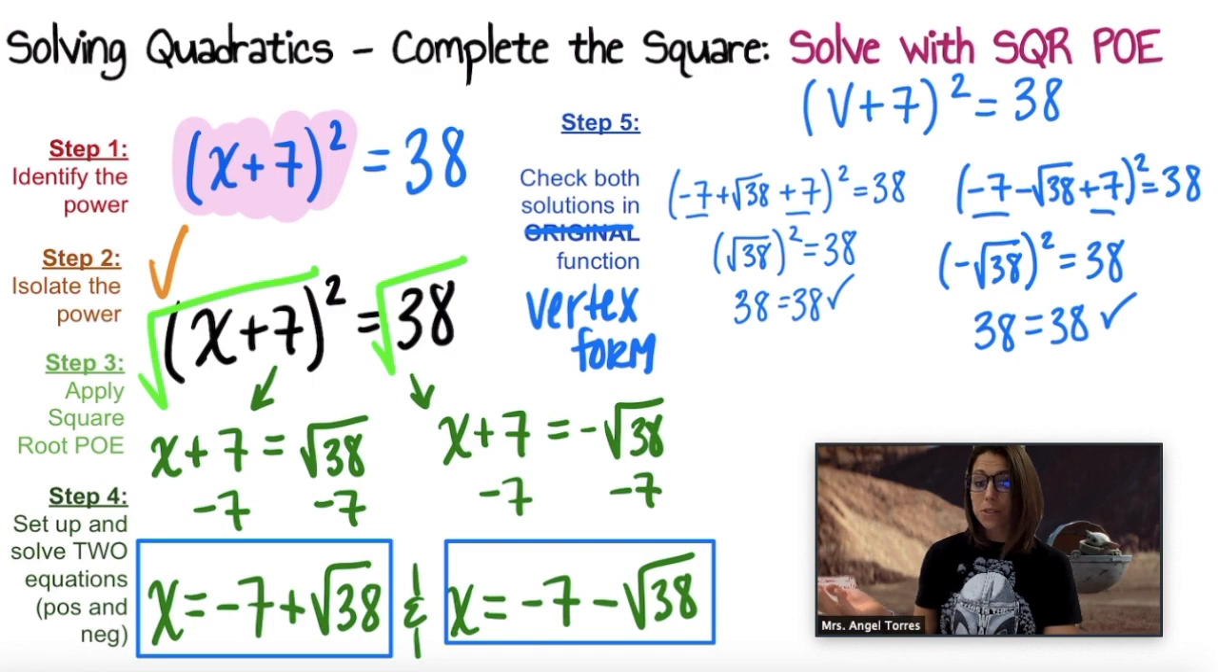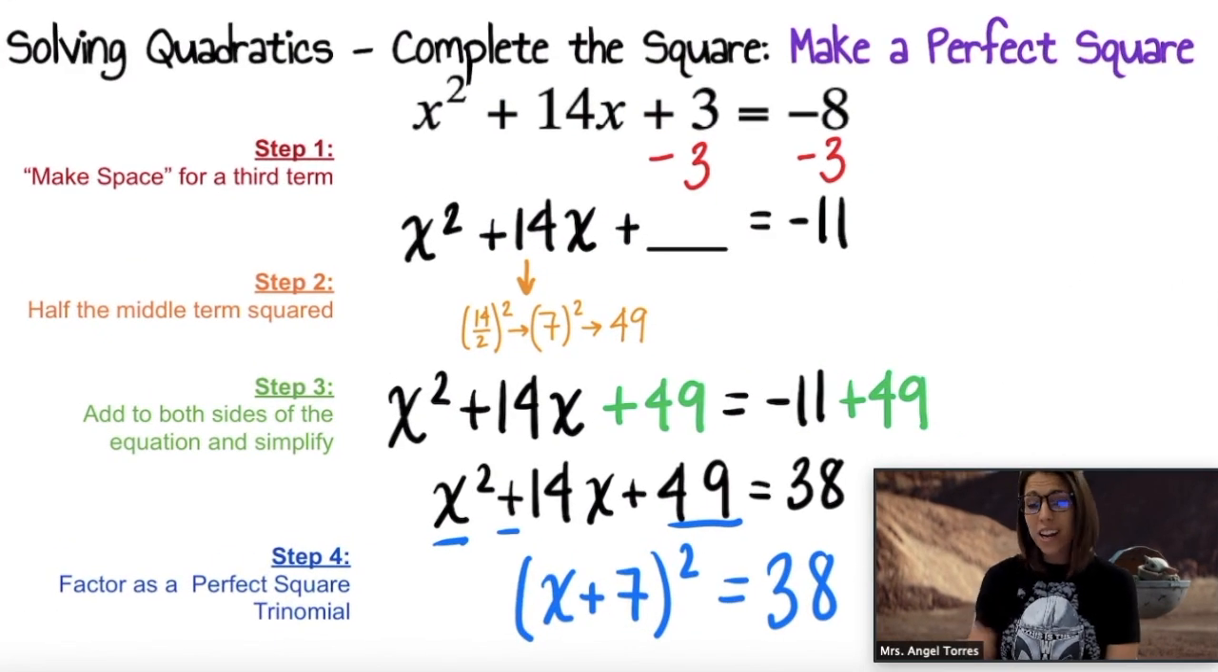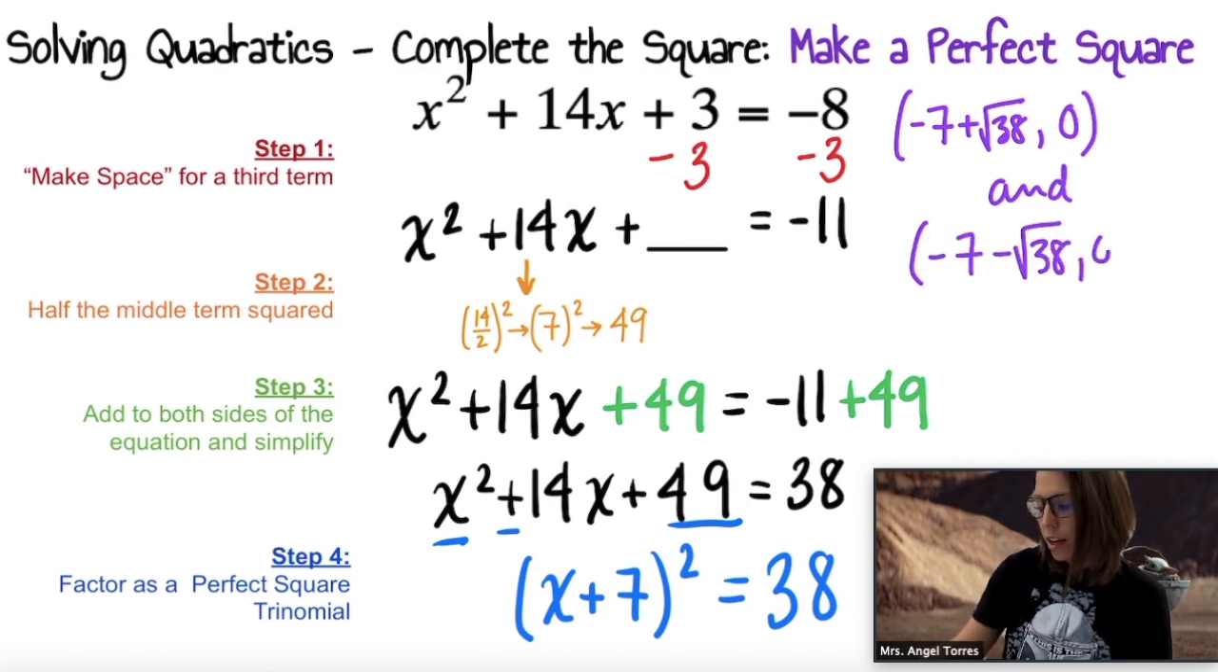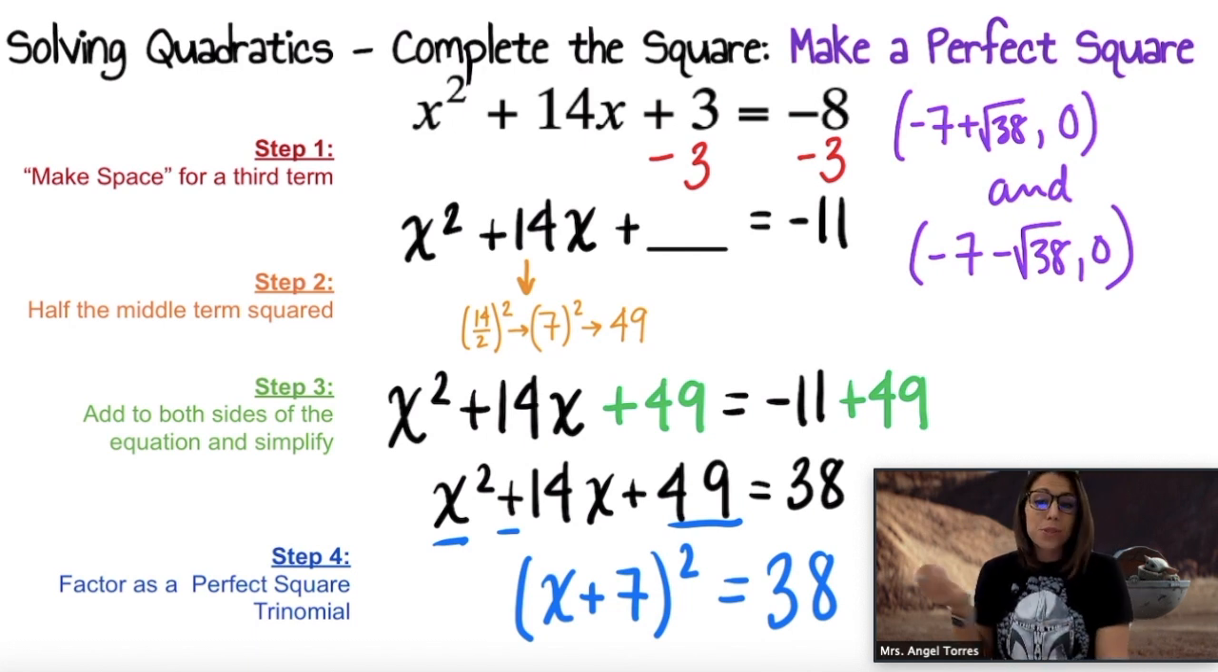So what are the zeros here? Believe it or not, this quadratic has 2 zeros. They are negative 7 plus the square root of 38, comma 0, and negative 7 minus the square root of 38, comma 0. Because we checked them, and like I said, if you ask your teacher nicely, maybe they'll show you the check in standard form.